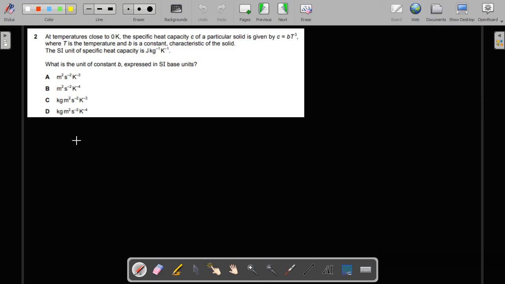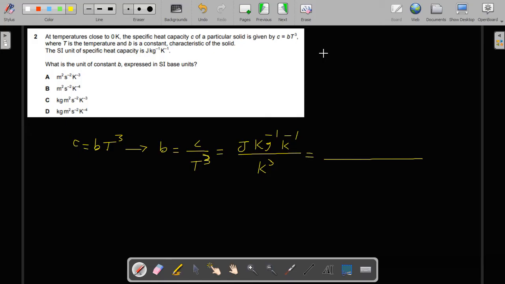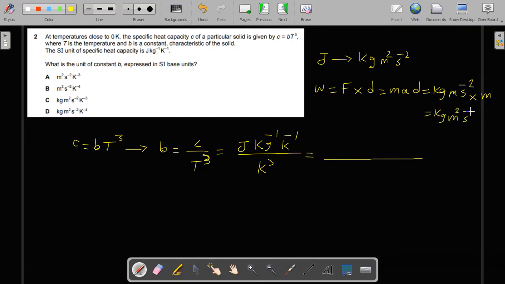So we write equation C equal to B T cube. So B is the subject, equal to C over T cube. C is joule kg negative 1 K negative 1, as the question said, divided by Kelvin cube. Then we know that base unit of joule is kg meter square second negative 2, because W is F times D and F is MA. M is kg, ms negative 2 is A, times D is M. Unit of D is meter. So you can find kg m 2 s negative 2.